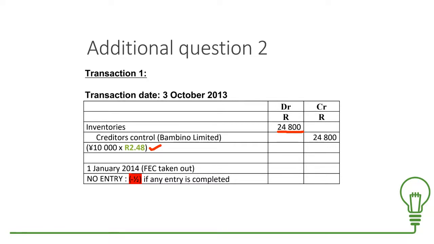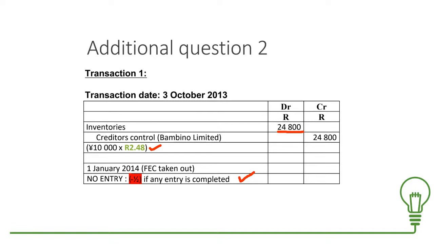Okay. Now, notice what I've said here. I said there's no journal entry on the date that the FEC was taken out, right? No journal entry. But if the student has included a journal entry, we're going to minus half a mark because the student has indicated that they don't understand FECs. There's a lack of knowledge, right? Can you see that? That is what you're going to start to find in your tests and exams. There's a penalty if you don't understand this topic of FECs, right?